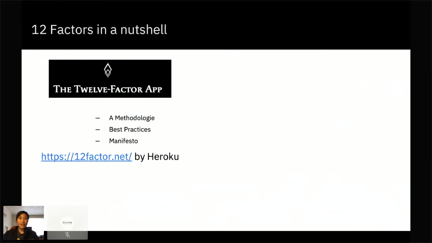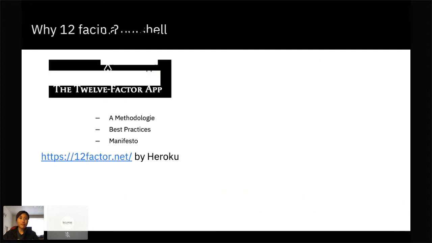So let's get started. So 12 factors, if you have not heard of the 12 factor, basically it's a methodology, the best practice manifesto for building cloud native microservices. It's published by Heroku, so it's at 12factor.net. So you can check it out if you have not heard of it.